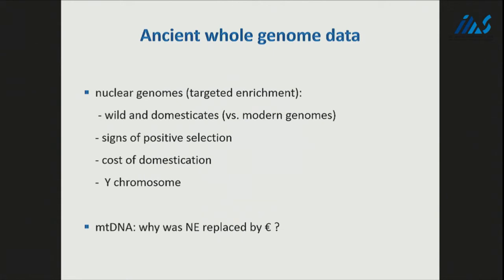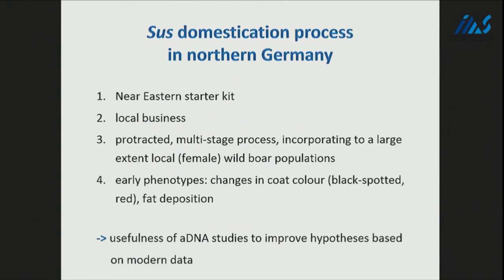Why was the Near Eastern haplotype replaced? Was it really only drift? Very likely, especially if we had really a small founder population. It's a likely scenario. Or maybe there was also selection involved. Maybe these animals carrying the Near Eastern haplotype didn't thrive so well in the cold climate up in the north. Who knows? We will see.